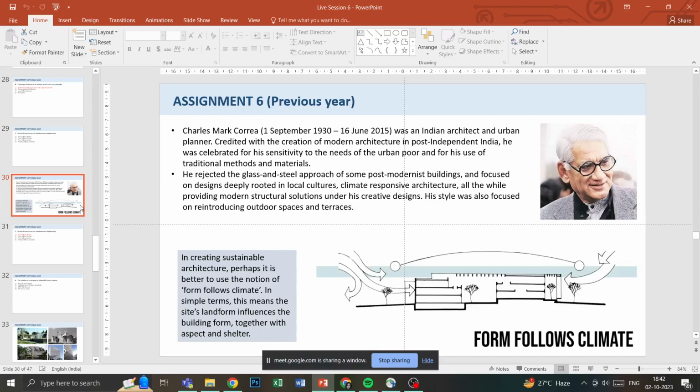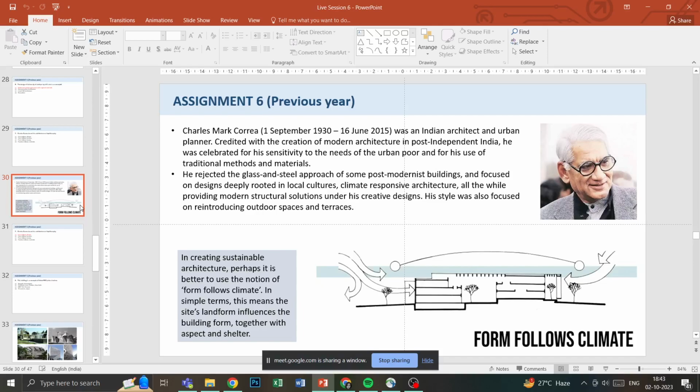Charles Mark Correa was born in 1930 and died in 2015. He was an Indian architect and urban planner. He is credited with the creation of modern architecture in post-independent India. He was celebrated for his sensitivity to the needs of the urban poor and for his use of traditional methods and materials. He rejected the glass and steel approach of some postmodernist buildings and focused on designs deeply rooted in local cultures, climate responsive architecture, all the while providing modern structural solutions under his creative designs.